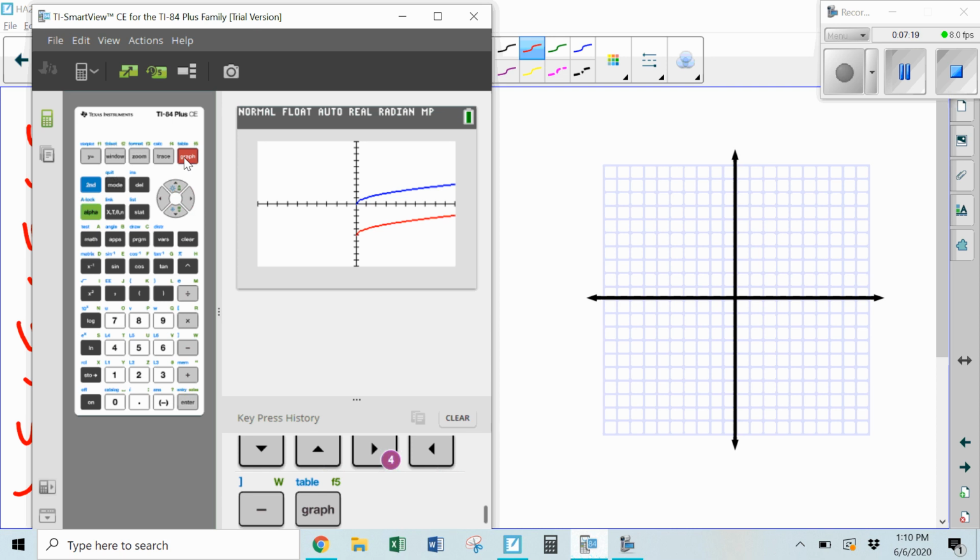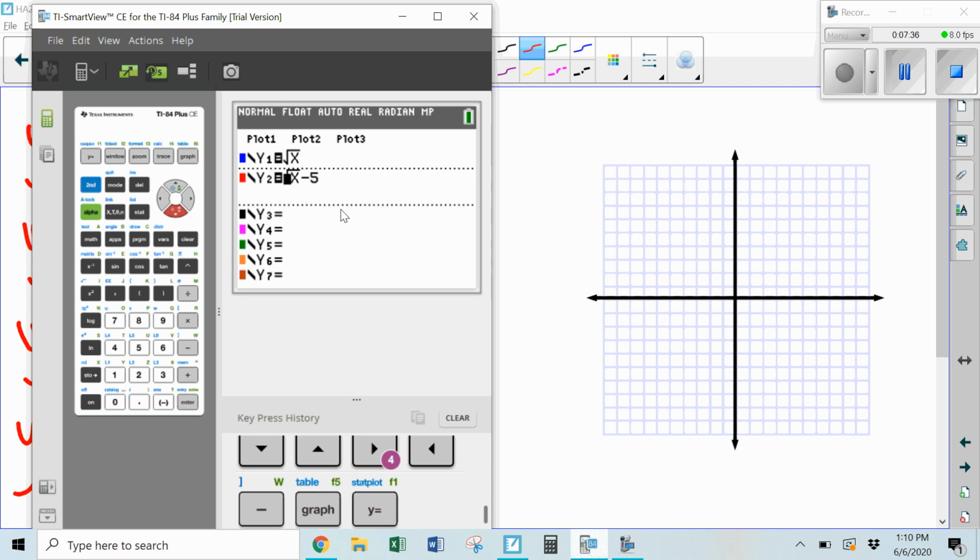Down 5. So it does the exact same thing. Even though we have a different parent function, if I add 5 or subtract 5, it's going to go up or down. That will happen with any parent function you want to pick. Pick the parent function, put a plus 5 on the outside, it's going to go up. Put a minus 5, it's going to go down.